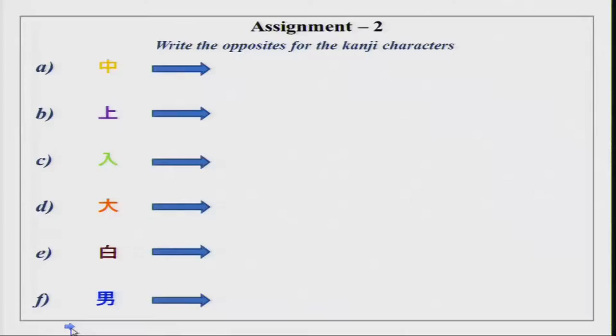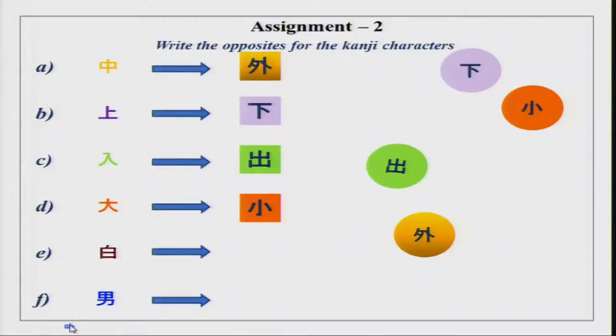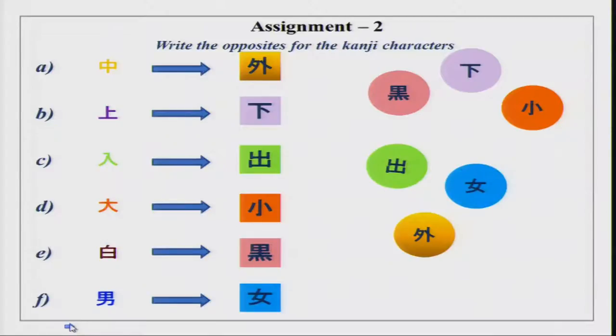Now write the opposites for the kanji characters. Well, the first one is soto, which is the opposite for naka. Then we have ue and shita. Hairu and deru. Then ooki, chisai. Shiroi, kuroi. And otoko, onna. Please remember, these two were there to confuse you. So well, you don't have to bother with these two. I hope you did it correctly.